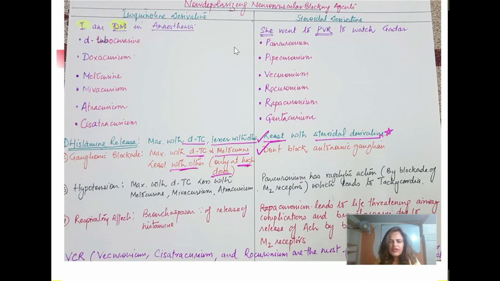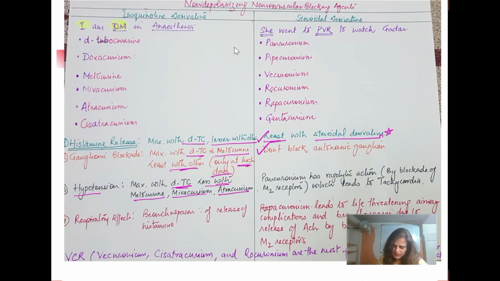They do not release histamine. If they are not releasing histamine, there are many side effects we avoid: bronchospasm will not happen, hypotension will not happen. So these side effects we can avoid because these drugs do not cause histamine release to that extent. Now hypotension is maximum with d-tubocurarine and least with metocurine, mivacurium and atracurium.